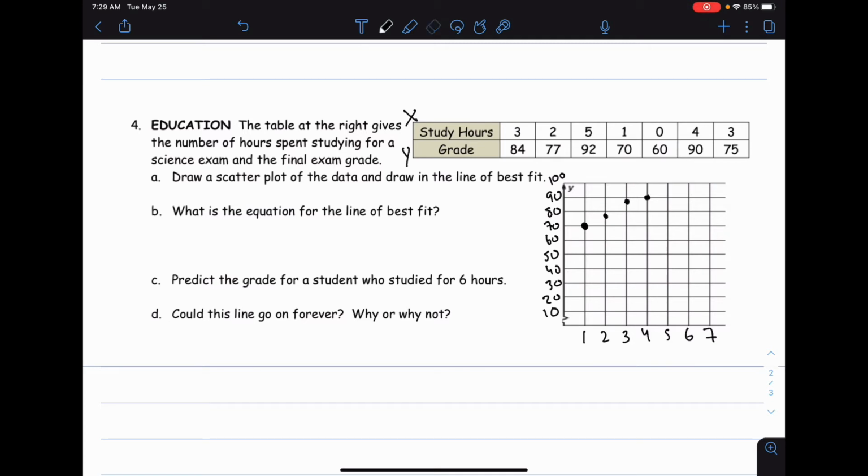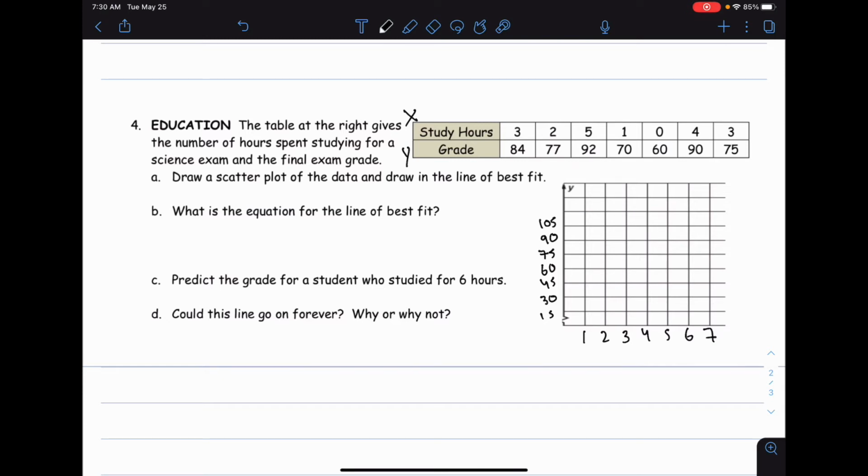So let me do my table again. Let's go by 20. 20, 40, 60, 80. 15, 30, 45, 60, 75, 90, 105. I'm going by 15 por 15.